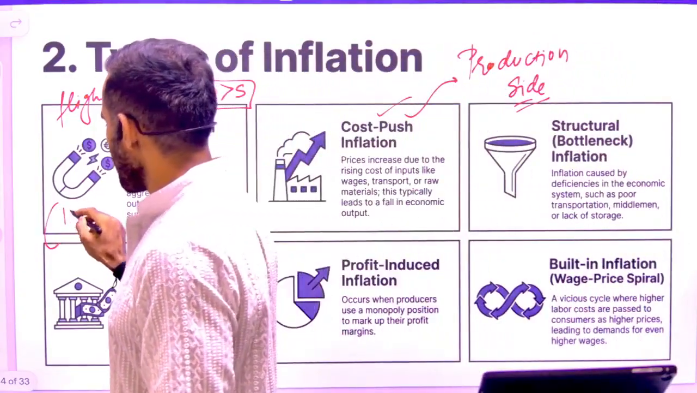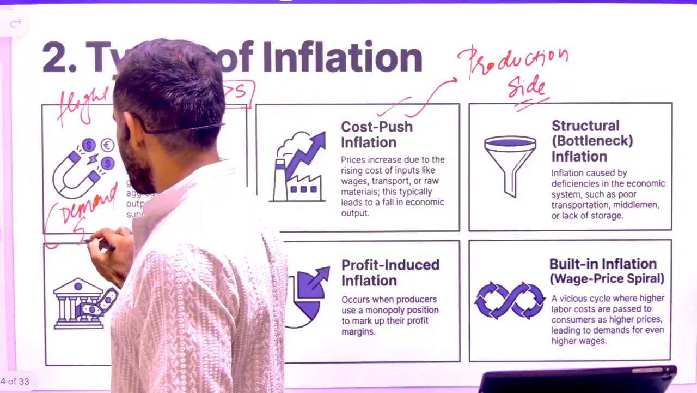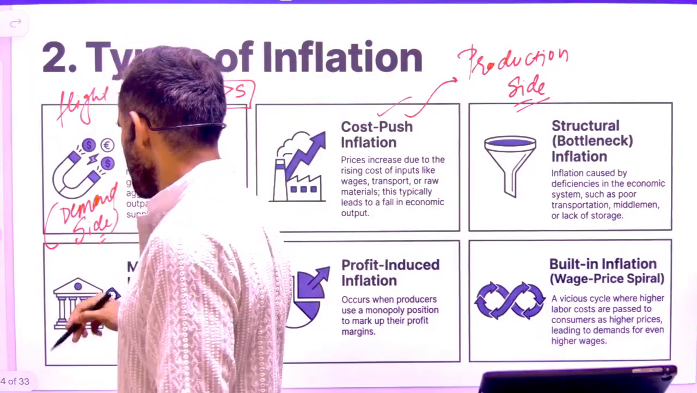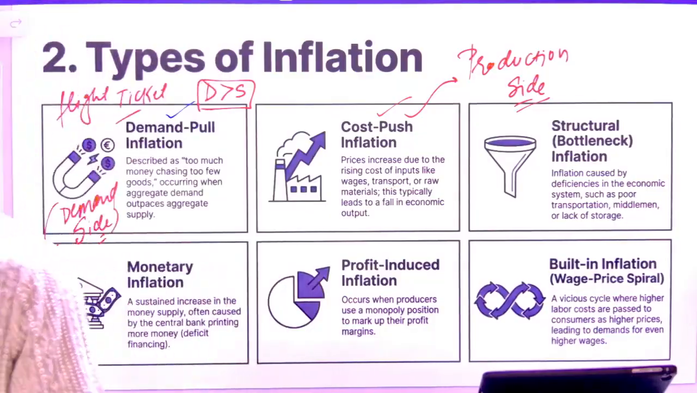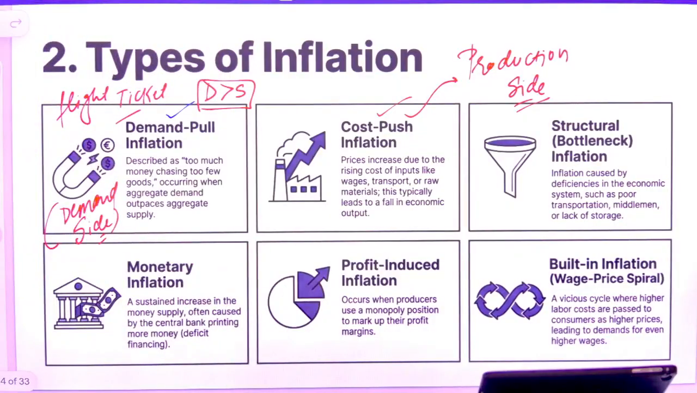This is demand side inflation. What is demand side inflation? In a very simple sense, demand has increased, so now more and more people are willing to buy that item, and that's why the price will increase.